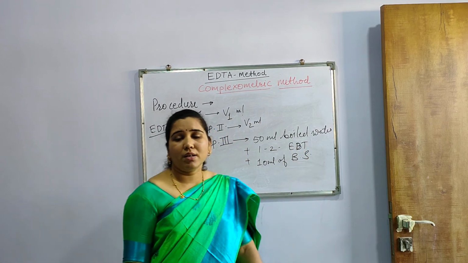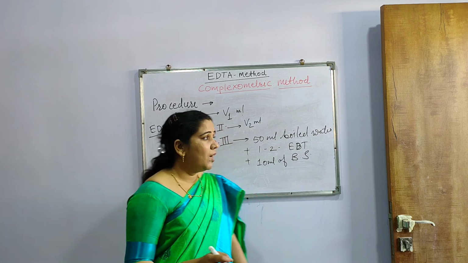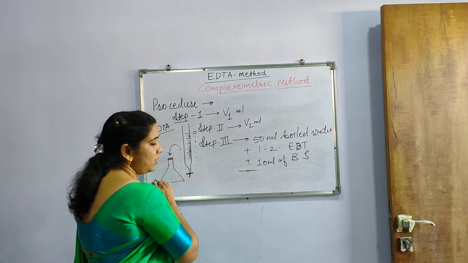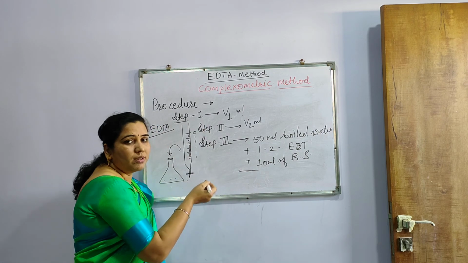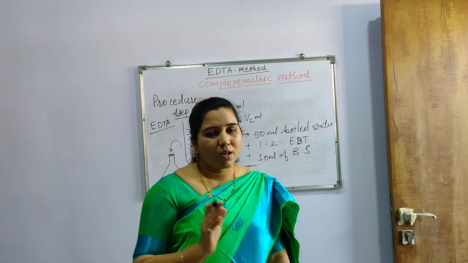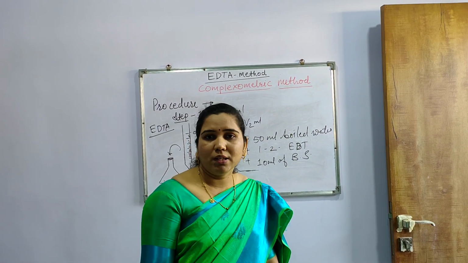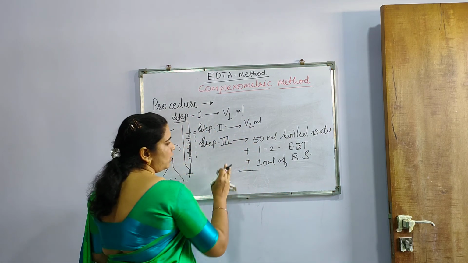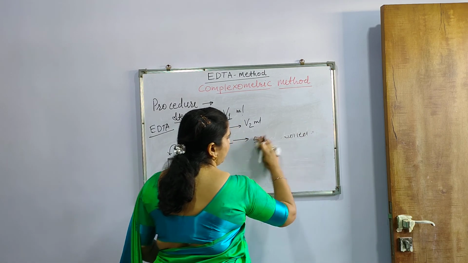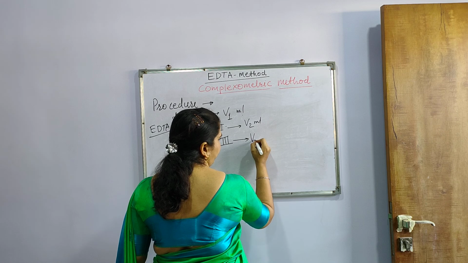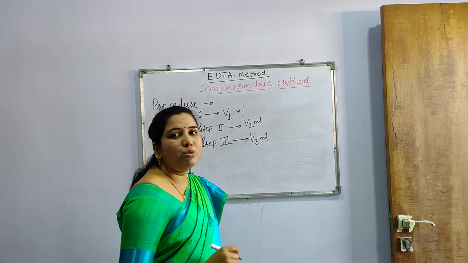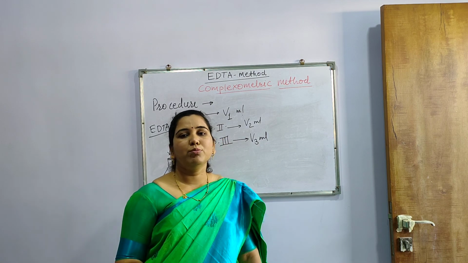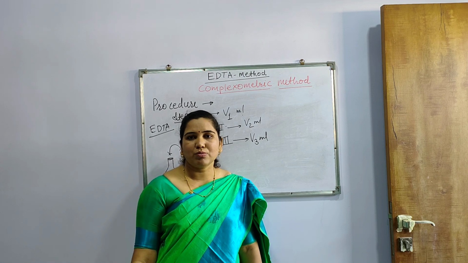Then again we can get a color change, that is from colorless to wine red, and then that solution which is now wine red in color is to be titrated with EDTA from this particular burette. Then again, the third time, we will get a color change from wine red to blue, that is nothing but the particular equivalence point which is called the end point of this reaction. So the volume we get is considered as V3 ml. In this way the procedure of EDTA is carried out. Now the next point to move to is the calculations by EDTA method.